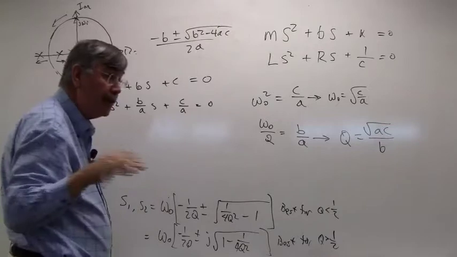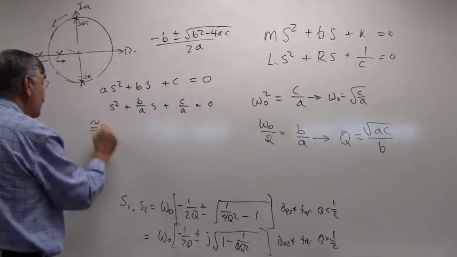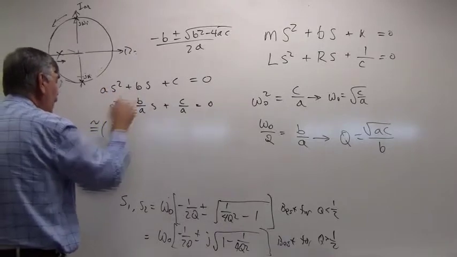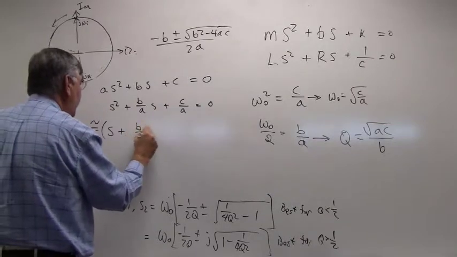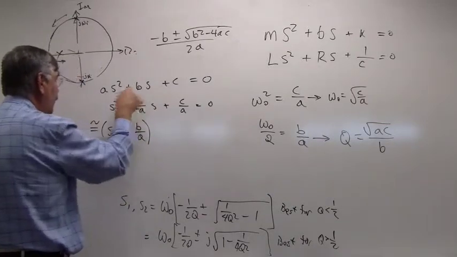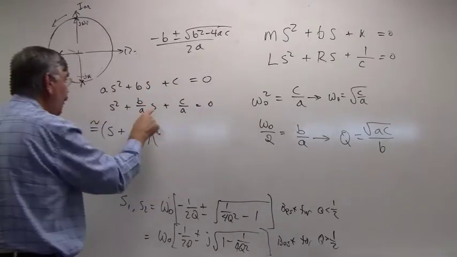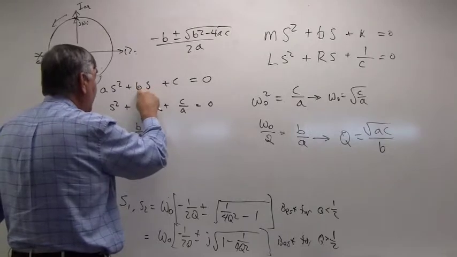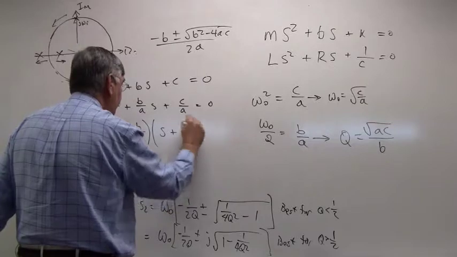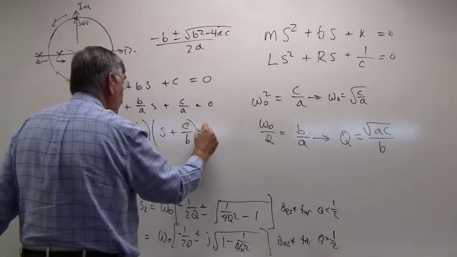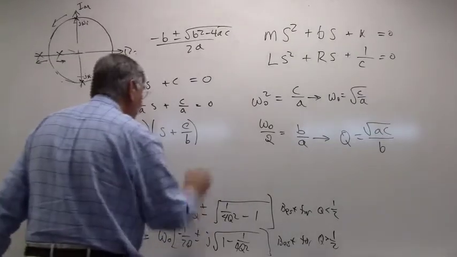Under some circumstances, and we'll work back and figure out what they are, this thing can be approximated as approximately s equals b over a, which is this one divided by that one, times, this is the fun part, I'm going to take c over b. And that's approximately equal to what we just had. And let me show you why, and we'll figure out the conditions under which that's true.